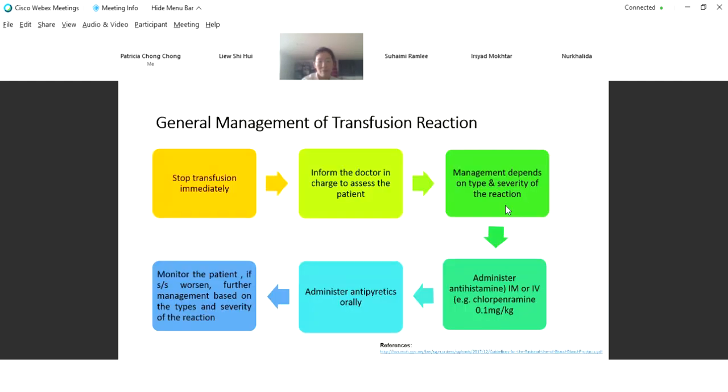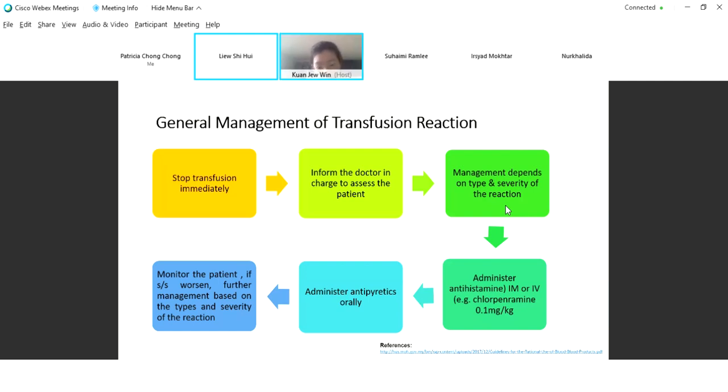So here is the general management of the transfusion reaction. First, we have to recognize that the patient is having a transfusion reaction right now, and we must stop the transfusion immediately. And then we have to inform the doctor in charge to assess the patient right away.